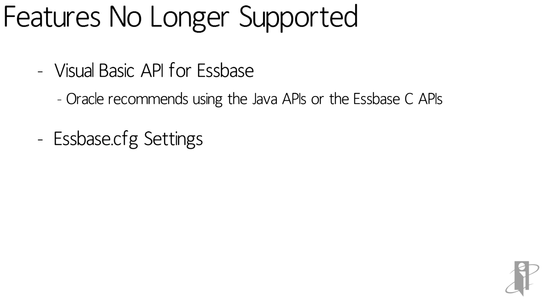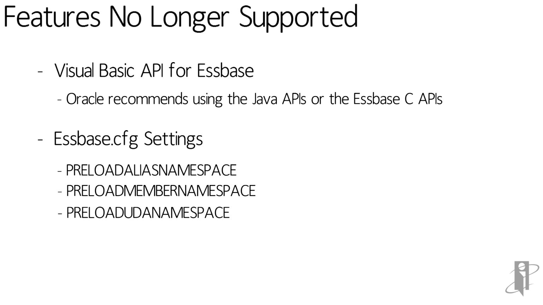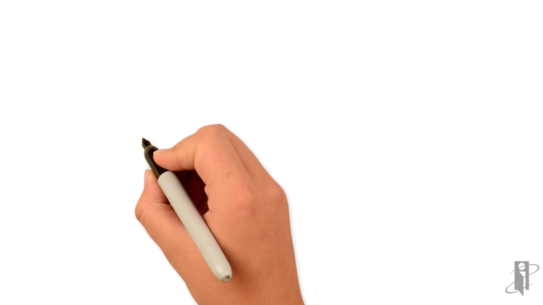There are also some Essbase configuration settings that are no longer supported. The preload alias namespace, preload member namespace, preload UDA namespace, max active update transactions, and max total active transactions are no longer supported. If these settings are listed in your Essbase configuration file, it is recommended to remove them.